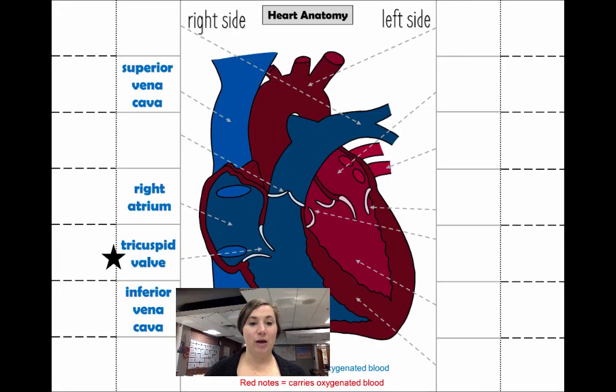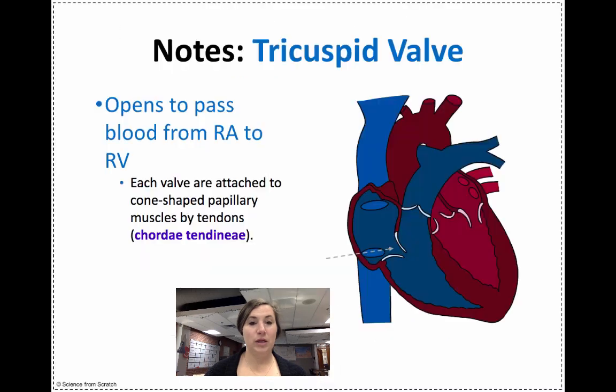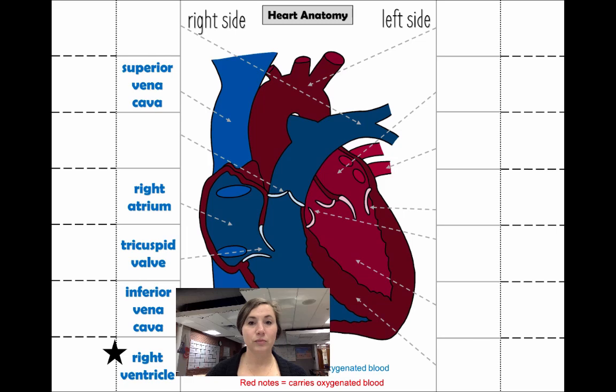Next is the tricuspid valve. So the tricuspid valve opens to pass the blood from the right atria to the right ventricle. So it is the valve that is separating the right atrium from the right ventricle. The blood passes through here. It's called tricuspid because it actually has three cusps, three flaps to it, and each of those valves again are attached to some papillary muscles by tendons. Those tendons are called chordae tendineae. Okay, so now the blood is in the right ventricle.